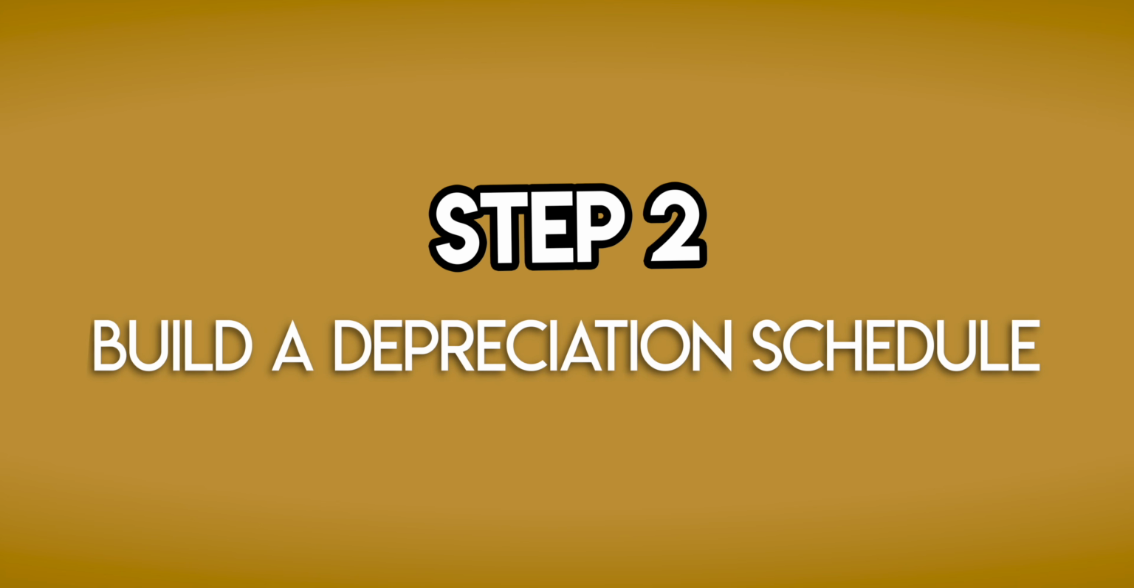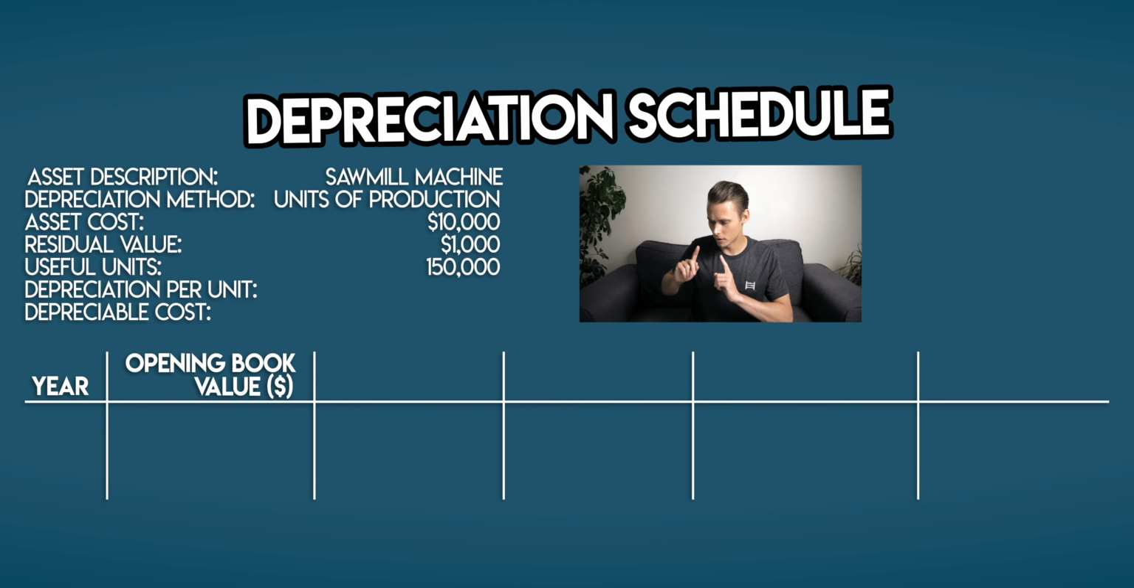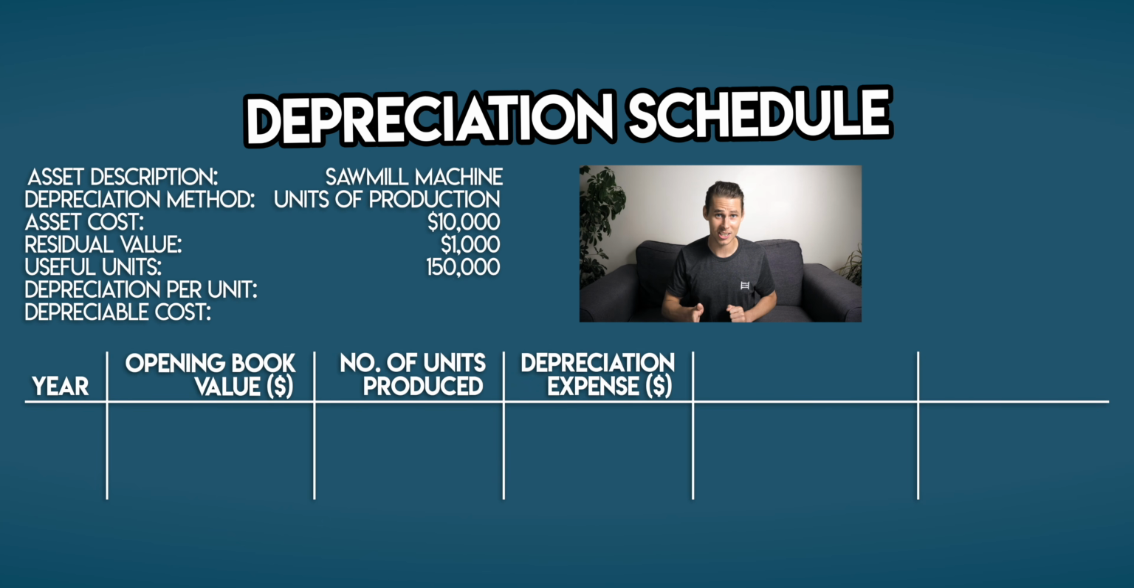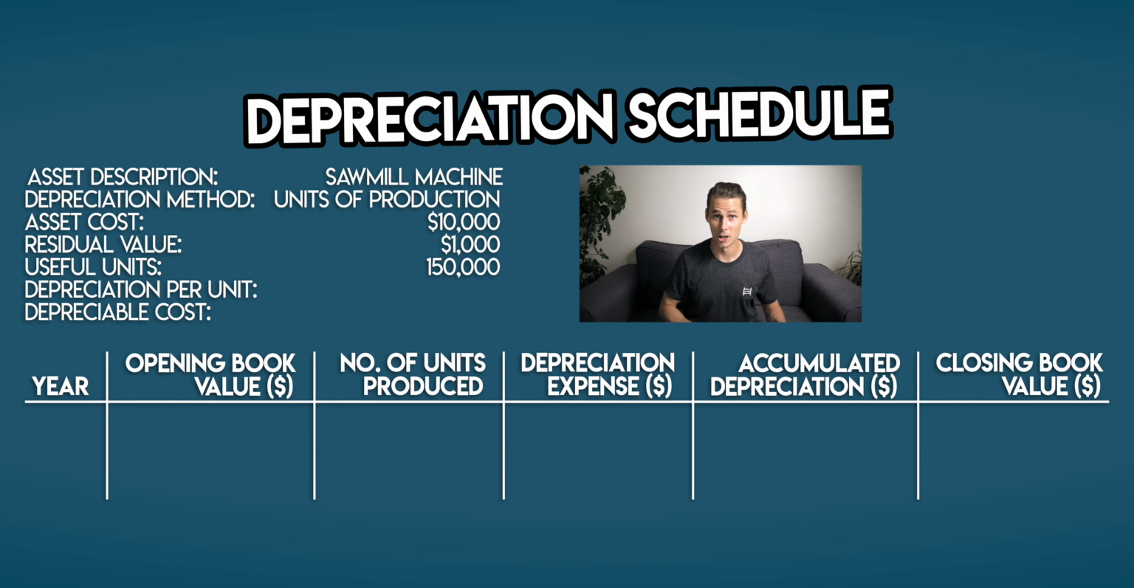Step 2. Build a depreciation schedule. A depreciation schedule is a table, and in the units of production method, it has 6 columns. We have year, opening book value, number of units produced, depreciation expense, accumulated depreciation, and closing book value. The number of units produced is an extra column that we include for the units of production method. We need to track this period by period to help us work out your depreciation expense.